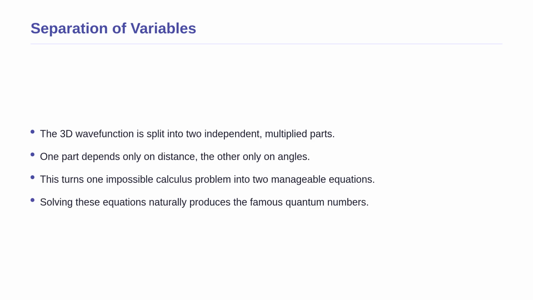With our coordinates switched, mathematicians use a clever trick called the separation of variables. This technique assumes that the total three-dimensional wave function can be split into two completely independent parts that are simply multiplied together. One part only cares about the distance from the nucleus, while the other part only cares about the direction in space. This turns one impossible calculus problem into two manageable problems, a radial equation and an angular equation. Solving these is what magically produces the famous quantum numbers.